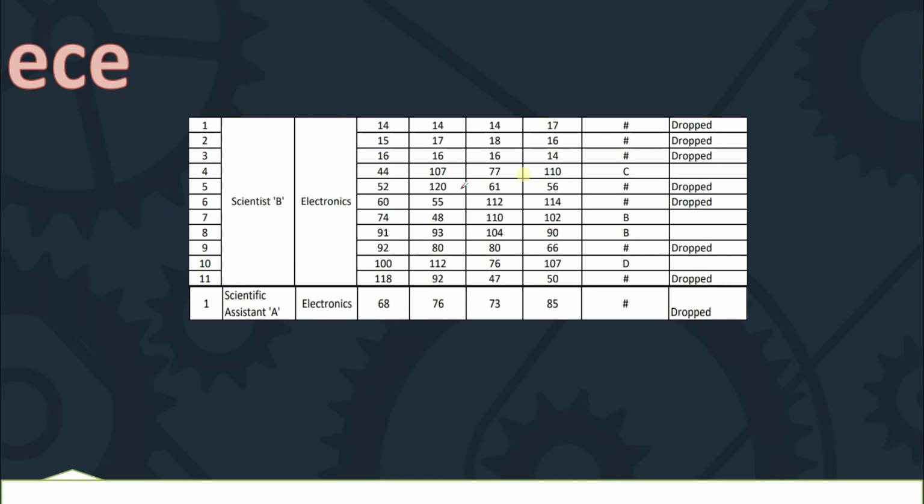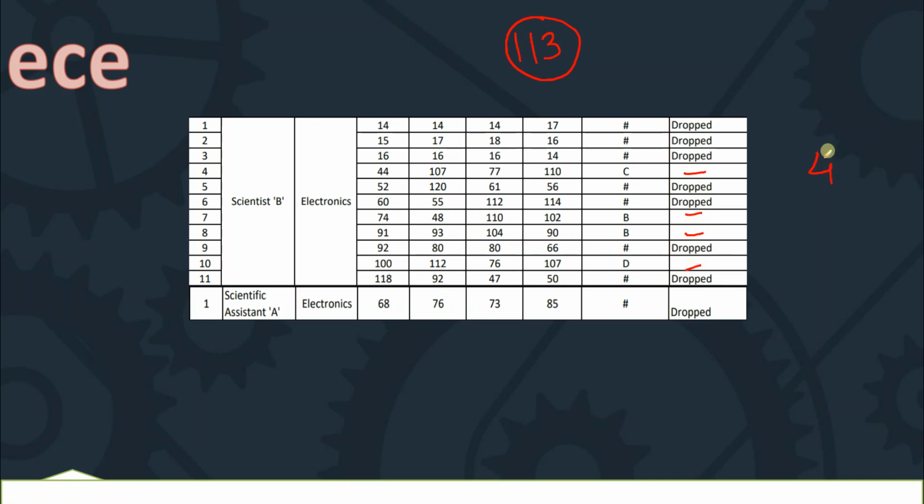For EC, Scientist B, lots of questions were dropped here. So you can see 3, 4, 5, 6, 7 questions dropped and your total paper is now 113 marks. It is not 120 marks now. And what are the changes here? So 1, 2, 3, 4.